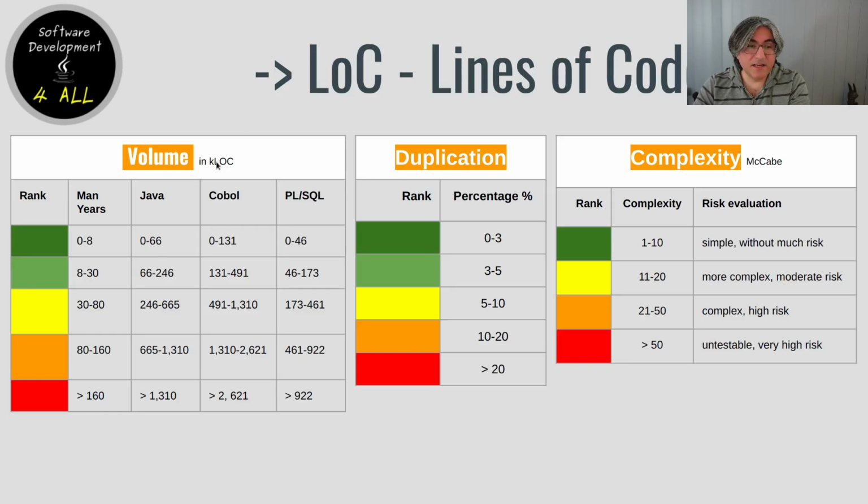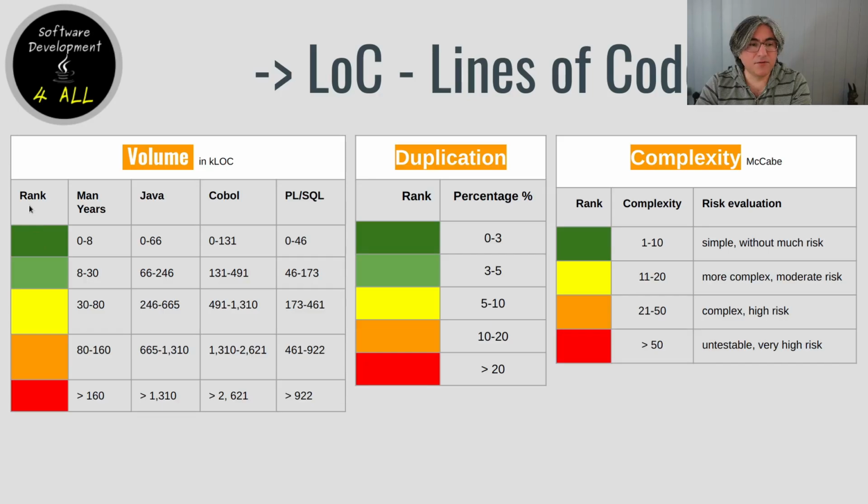So the kilo log is the kilo, which is 1,000 lines of code multiplied by 1,000. So the kilo log for Java code is, for example, 0 to 66,000 in relation to an approximate work between 0 to 8 years. And 66,000 to 246,000, 8 to 30 years, and so on and so forth. So this is different per language.